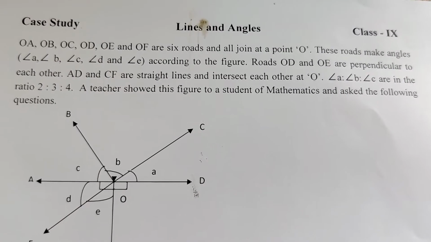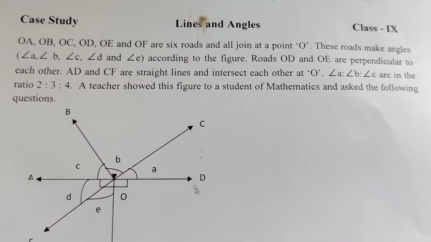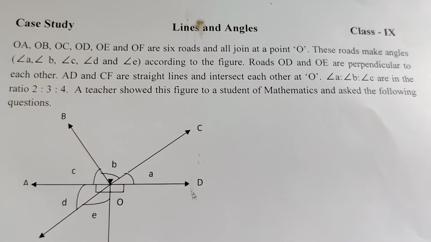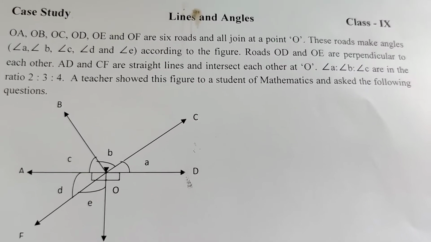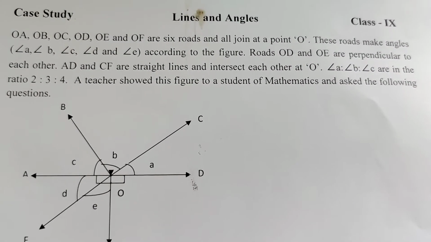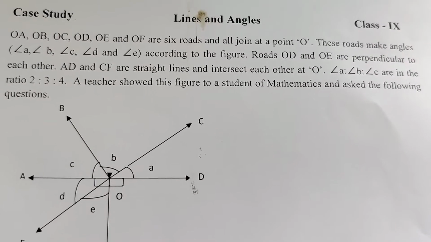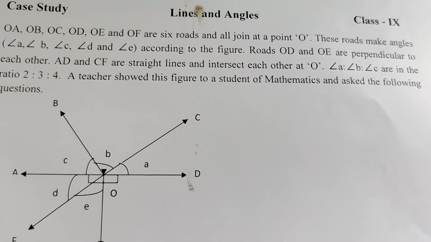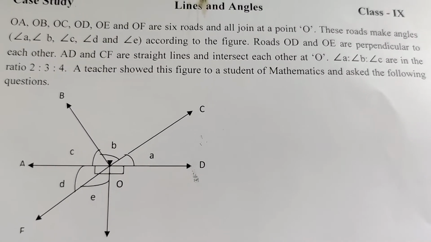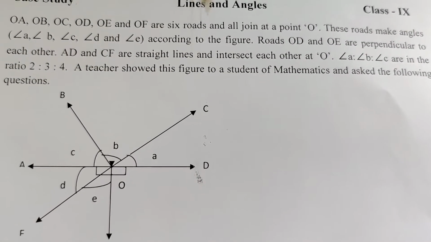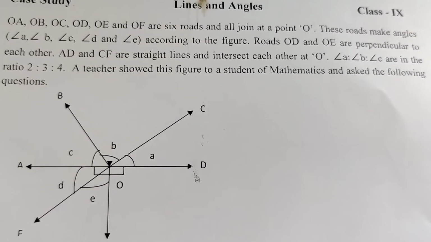Case study related to the chapter Lines and Angles, for class 9. OA, OB, OC, OD, OE and OF are 6 roads and all join at a point O. These roads make angles A, B, C, D and E according to the figure. Roads OD and OE are perpendicular to each other. AD and CF are straight lines and intersect each other at O.